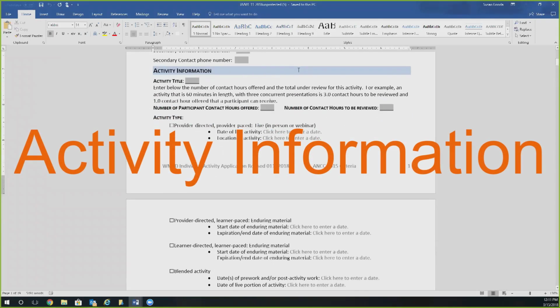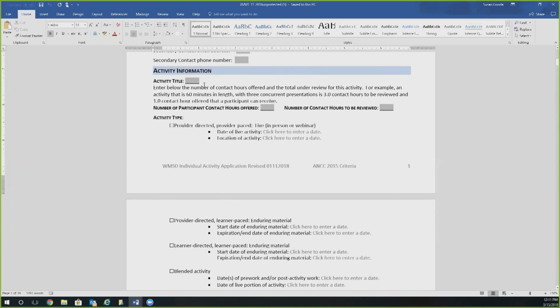Okay, going on to your activity information. So as you're planning your activity, be sure to complete and fill in the title of your activity. And then you will be filling in the number of contact hours that you're offering to the participant, as well as the number of contact hours to be reviewed. Now, in most cases, both of those numbers will be the same because you're offering maybe a 1 hour presentation, or perhaps you're offering a 1-day presentation where everybody goes to all the same sessions throughout the day.